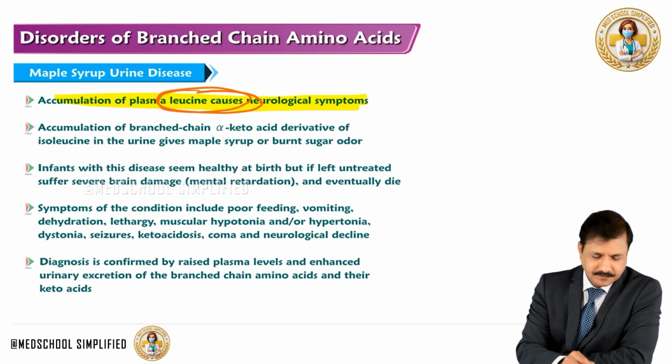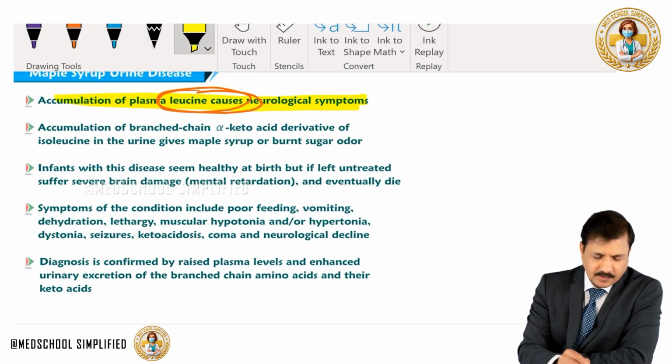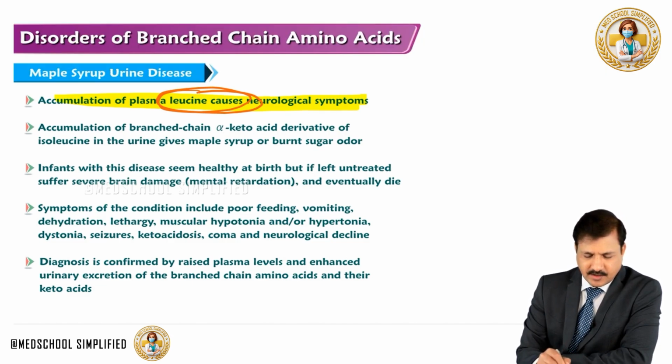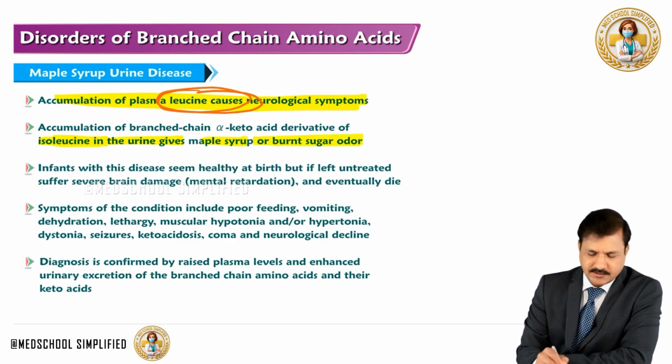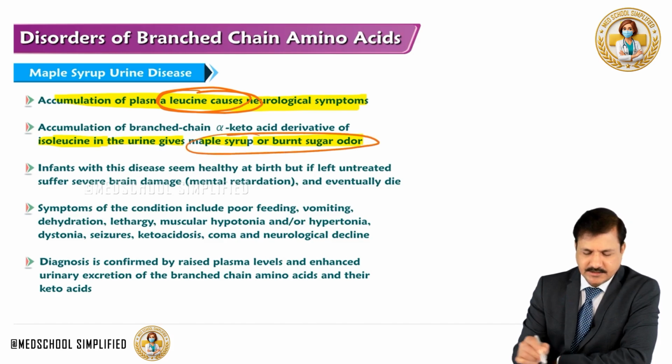And then accumulation of a keto derivative of isoleucine in the urine gives that maple syrup or burnt sugar odor. This is the characteristic odor that you see in maple syrup urine disease.